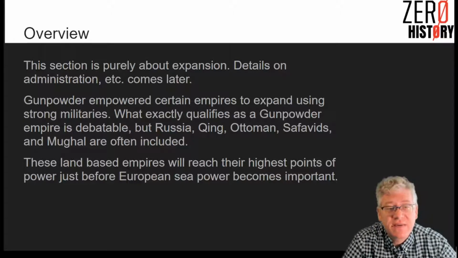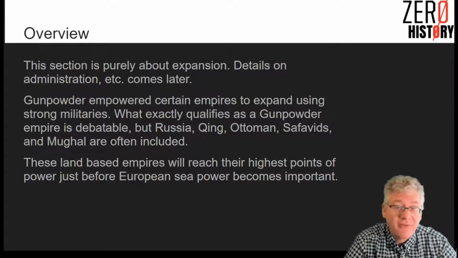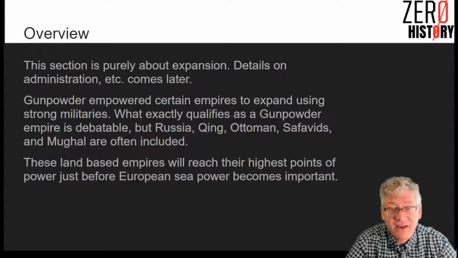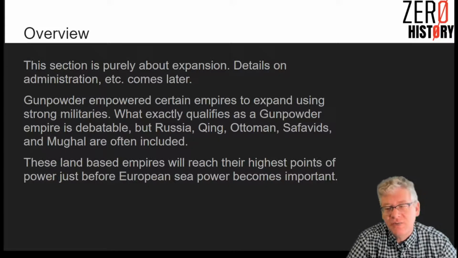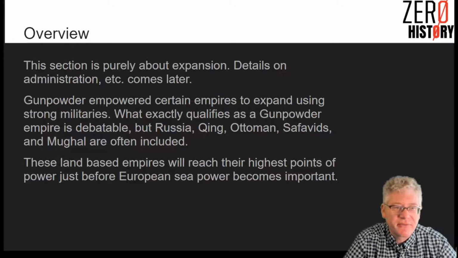We also can see it expanded, as we'll do here, to the Russia and the Qing. I've also seen Japan listed and Vietnam listed as gunpowder empires. So you have to understand this term is not a term of science, it is more a term of art. What I would say, Russia, Qing, Ottoman, Safavids, and Mughal are what we're going to be looking at here. So those are the ones that we should really think about. They're the ones that are most often in the College Board material and information.